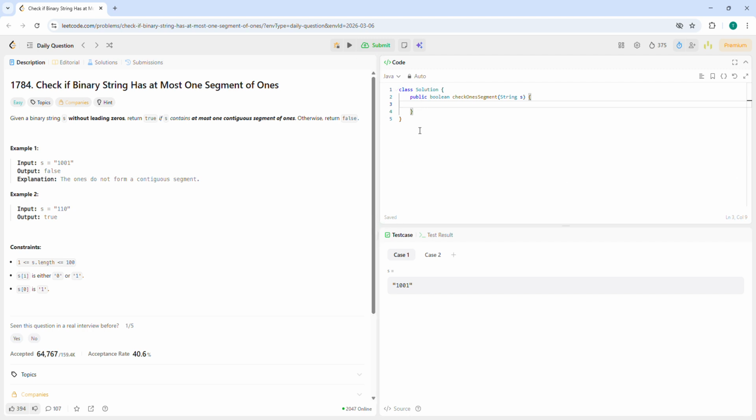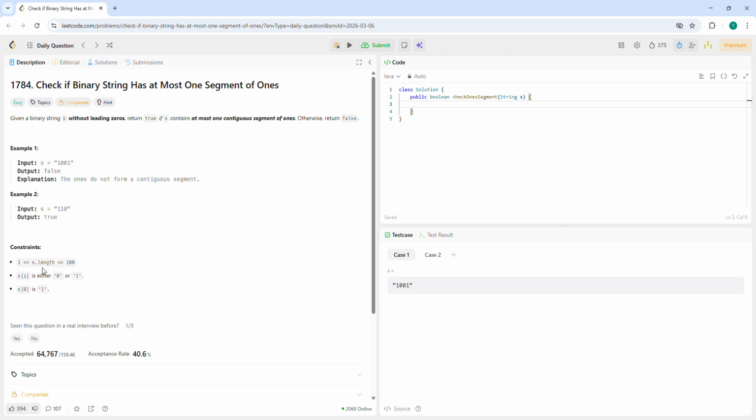So let's find the sequence 0, 1. The problem gives you a binary string S of length n that does not contain leading zeros. So we need to determine whether the string contains 0 or exactly one segment of consecutive ones. So let's say we have two cases. If the string S contains no segments of consecutive ones, then the entire string consists of only zeros.